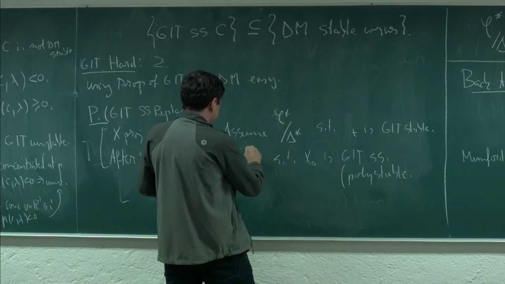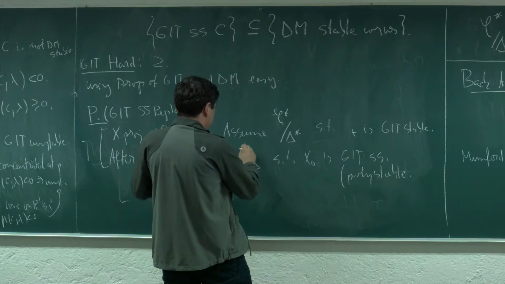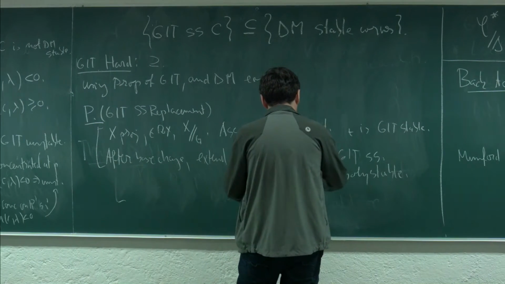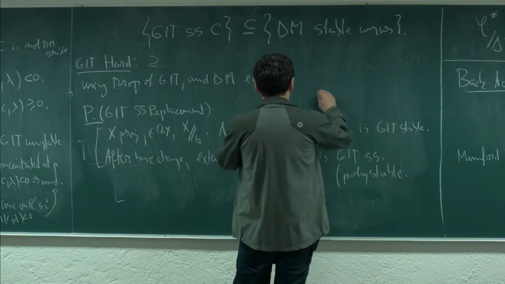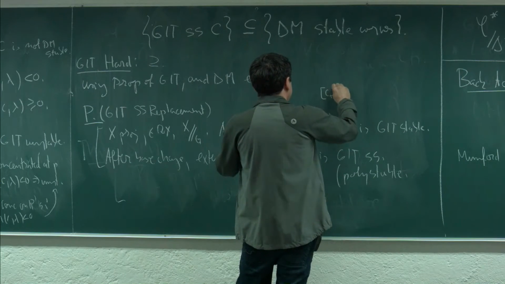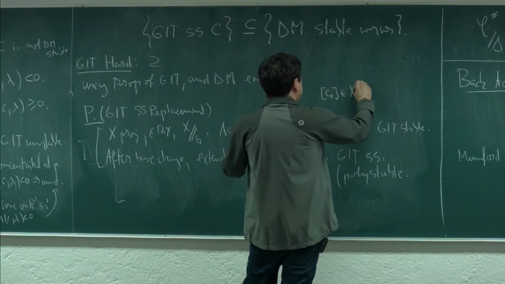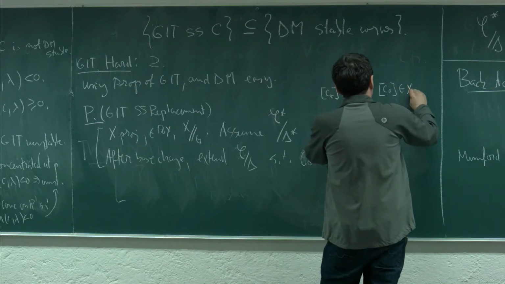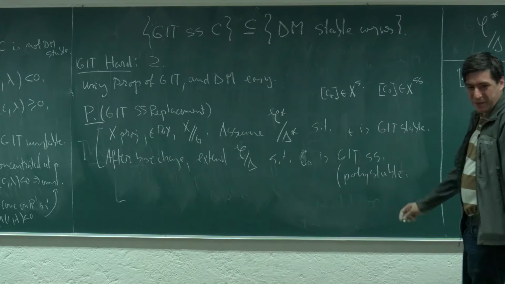Okay, C over delta. You are completely right. And of course, C of T is a point of X stable, and C of 0 is a point of X semi-stable. That's the statement.